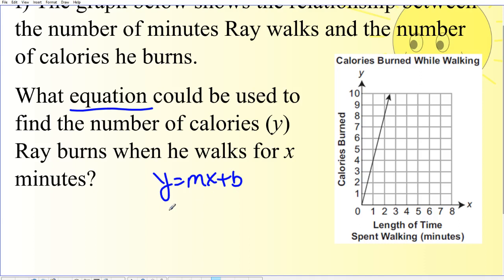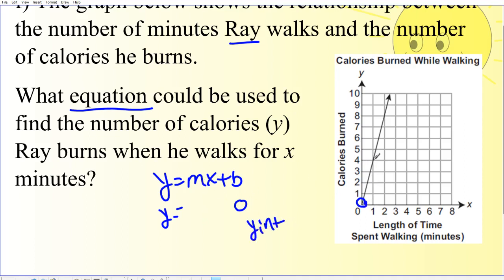So I need two things. I need my slope. I need my y-intercept. Looking at the pretty picture, I can get both of those things very quickly. First off, my y-intercept is 0. I can see the line crossing right here at the origin. So my y-intercept is 0, which kind of makes sense because if this guy Ray is walking for 0 minutes, how many calories is he burning? None. He hasn't started walking, so he's not burning any calories. Okay? So, origin. That's my y-intercept.